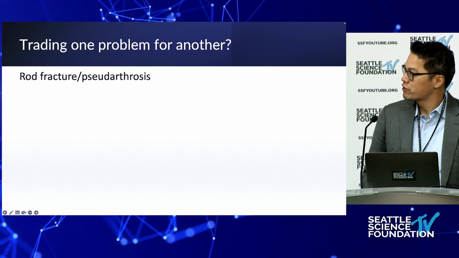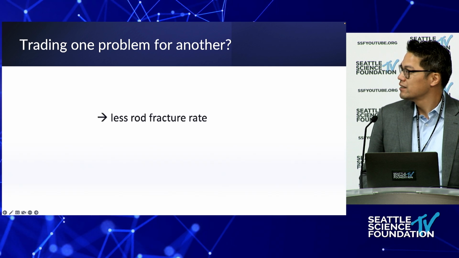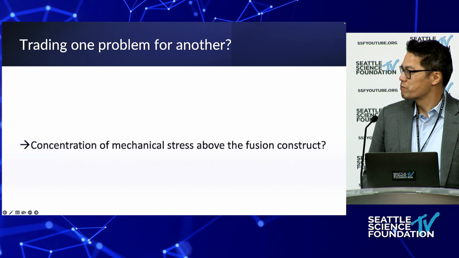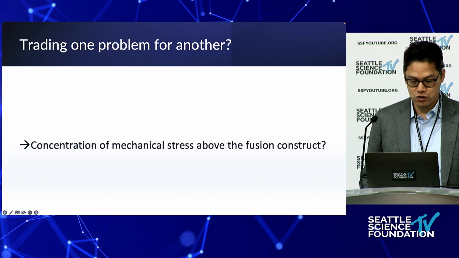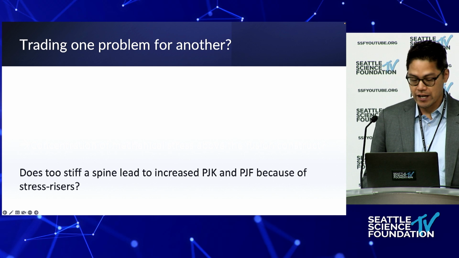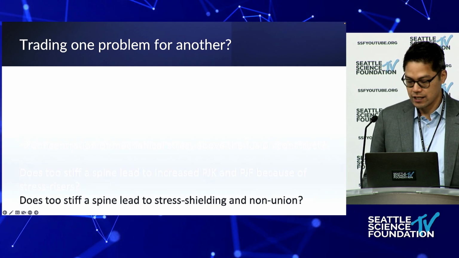We try to fix rod fracture and pseudarthrosis. We fix it with multiple rods. We make a stiffer spine. We have a lower rod fracture rate. But does this lead to a concentration of mechanical stress above the fusion construct? Does too stiff a spine lead to increased PJK and PJF because of stress risers? Does too stiff a spine lead to stress shielding and non-union?